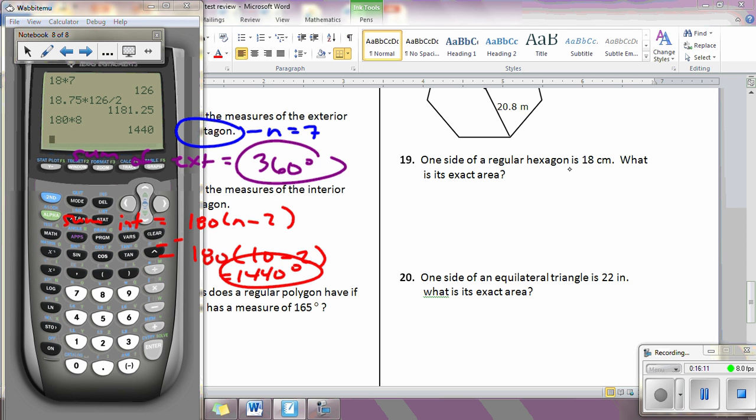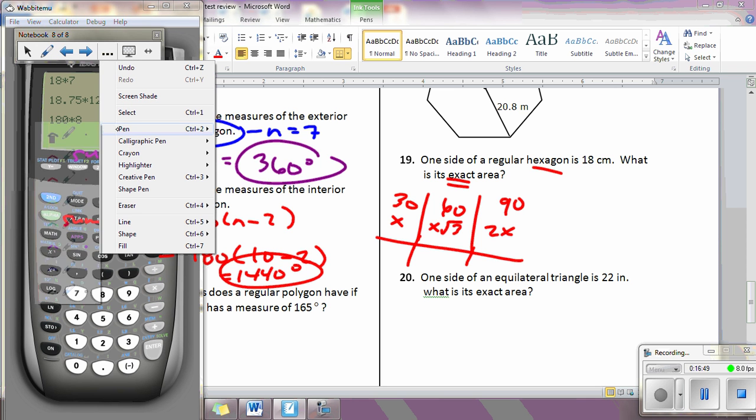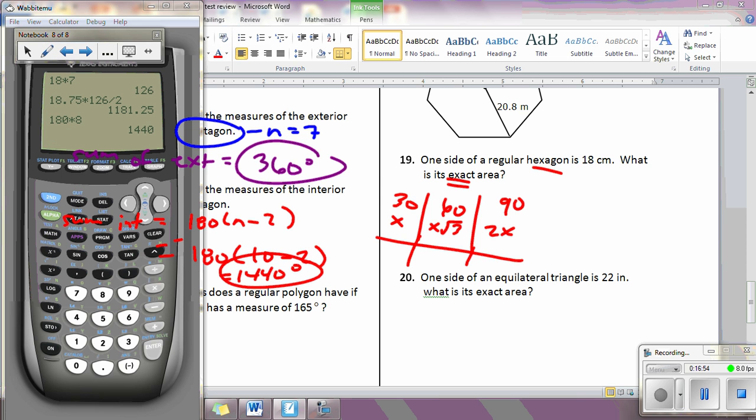Number 19 says, one side of a regular hexagon is 18 centimeters. What is its exact area? So when it says exact area for a hexagon, this is when we're going to have to use our 30, 60, 90 rules. Again, the rule is x, x root 3, and 2x. The one side they always give us is going to be your 2x. So they give us 18. We cut that in half, which is 9, put it under 30. So that means under 60, we're going to take what was under 30, 9, and slap a root on it. So 9 square root of 3.